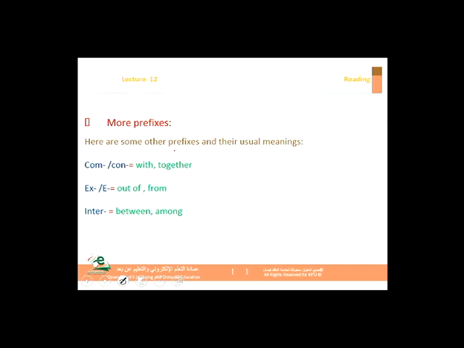Like, for example, com and con. At the very beginning of words, they mean with or together. EX or E means out of or from. So you can see more meanings. Inter at the very beginning of words means between or among. Hopefully this will be clearer with examples.